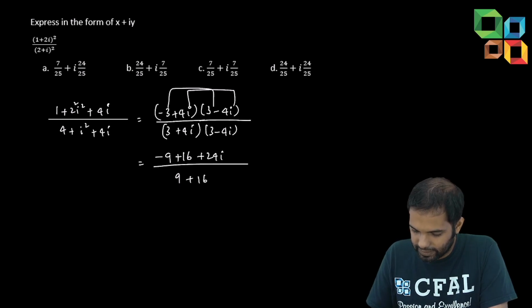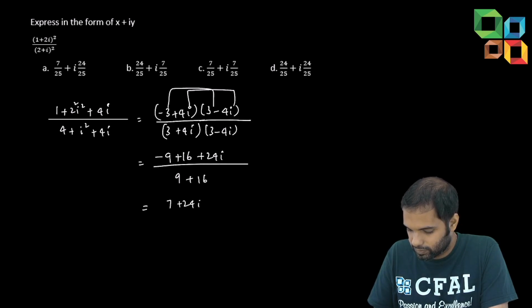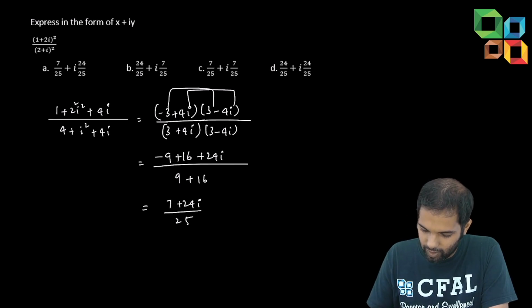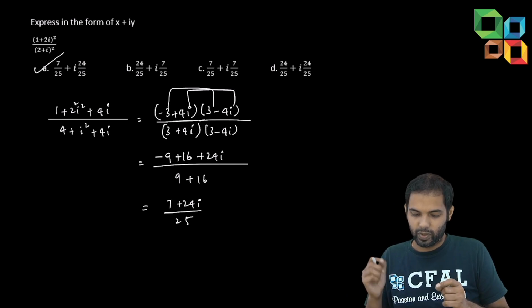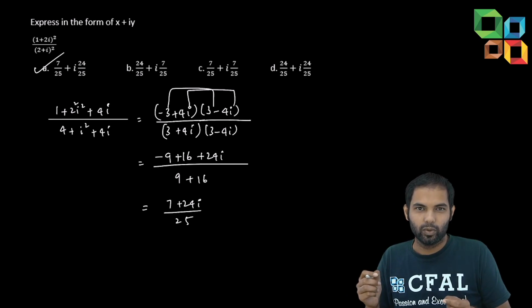Yeah. So that's it. So we can simplify it. Numerator is 7 plus 24i. Denominator is 25. That's our form. So you just have to select the option. So a real part is 7 by 25. Imaginary part is 24 by 25.